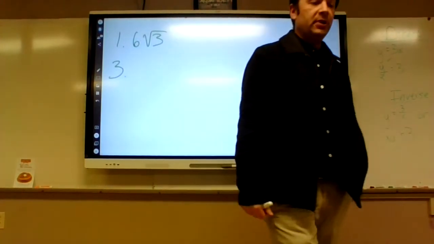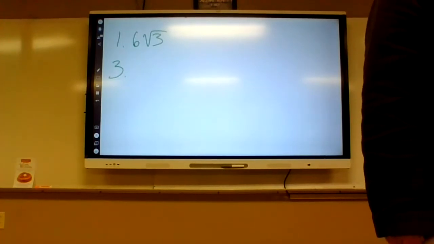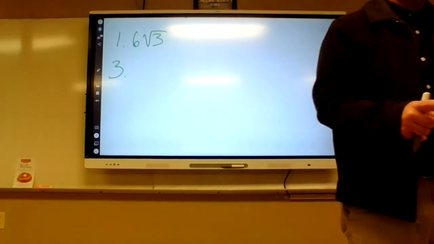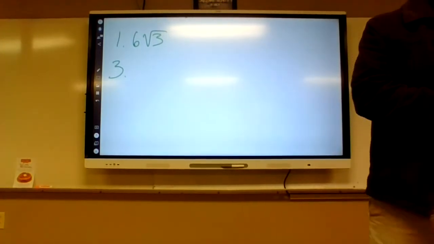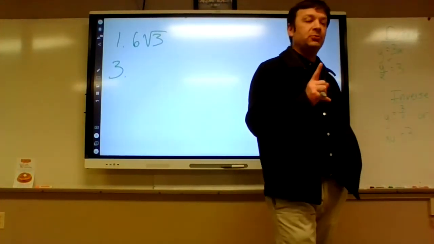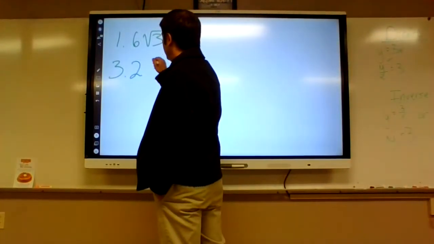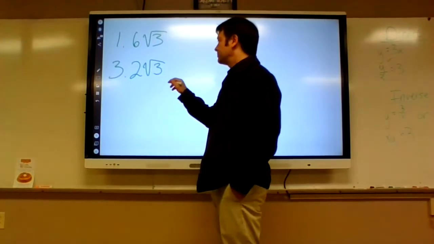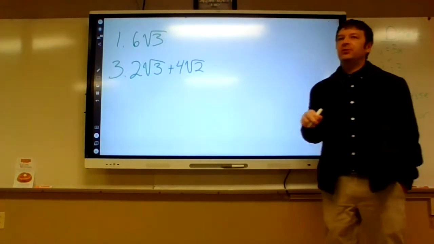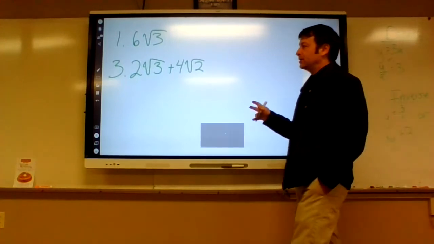Okay, number 3. Which of those 3 terms can we actually add together? The 2 square root of 3's. So what's 1 square root of 3 plus 1 square root of 3? 2 square root of 3. Right. What are we going to do with that 4 square root of 2? Leave it. Just tack it on there. Plus 4 square root of 2. Does the order matter that I wrote those 2 things in? No. Order of addition does not matter.